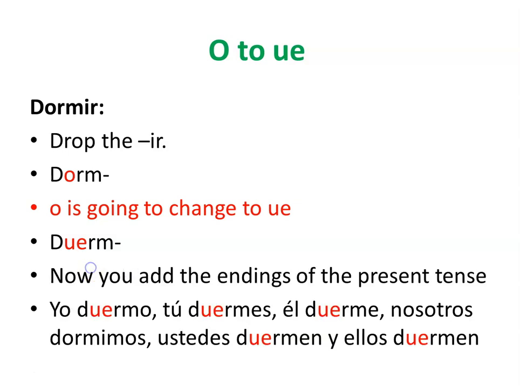So, yo duermo, tú duermes, él duerme, and then the first person plural, the same as the previous pattern, we are going to keep it. Nosotros dormimos, and then ustedes duermen y ellos duermen.